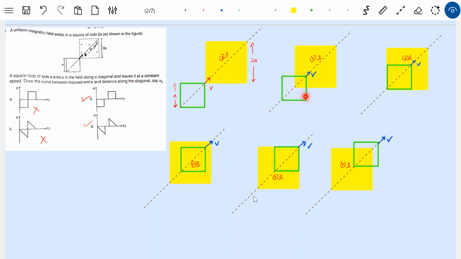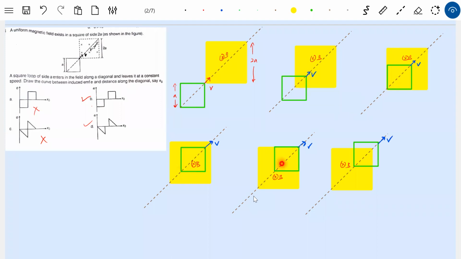Effective length keeps on increasing here. This effective length. But sir, here there is no magnetic field. I think we should go only for this effective area, or at least you can say the area will keep on increasing here, no? This effective area will keep on increasing. So EMF induced must increase, and finally it will attain this particular situation. Then afterwards it remains constant.